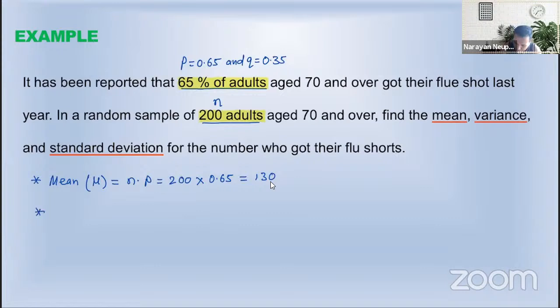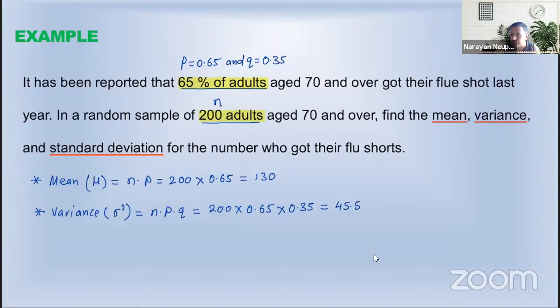Next, we are asked to find the variance. Variance, let me write here. Variance is the square of the standard deviation, given by the formula n times p times q. N is 200, p is 0.65, and q is 0.35. If we multiply all that, it is 45.5. So the variance, which is the square of the standard deviation, is 45.5.